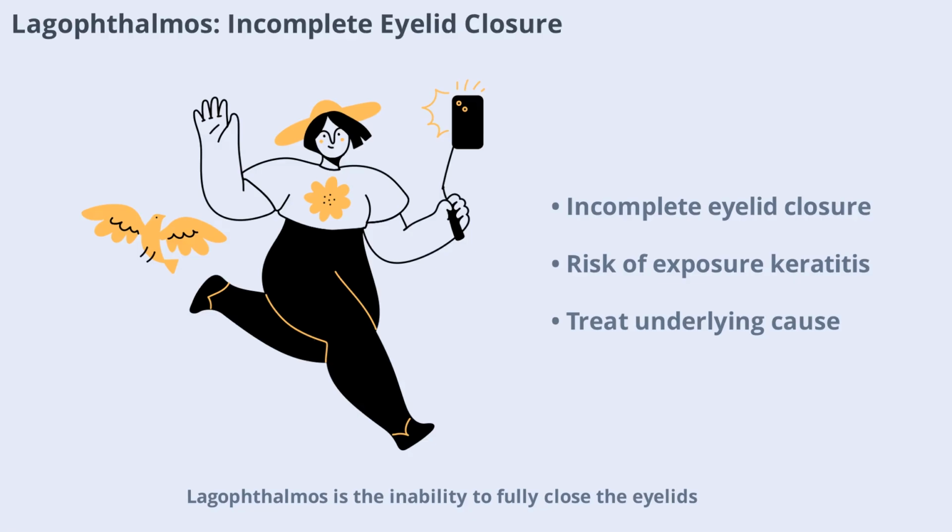Lagophthalmos is the inability to fully close the eyelids, either due to congenital or acquired shortening, facial paralysis, ectropion, or proptosis. The main complication is exposure keratitis, especially in the lower part of the cornea. Treatment focuses on addressing the underlying cause, using antibiotic ointment and bandages to protect the eye during sleep, and performing lateral tarsorrhaphy in cases of paralysis.